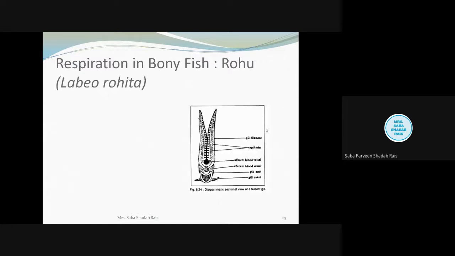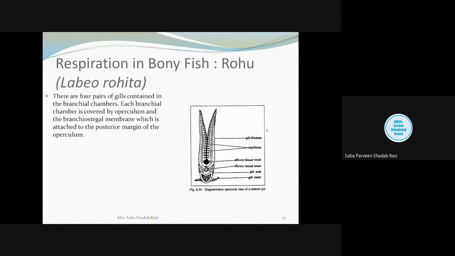Once again we will see when we observe the gills. Yes, they have four pairs of gills which are contained in the branchial chamber. When we talk about the branchial chamber, we have learned that it is always covered with the operculum for protection, and then we have the branchiostegal membrane which is attached to the posterior margin of the operculum.